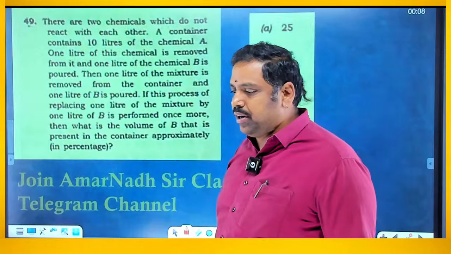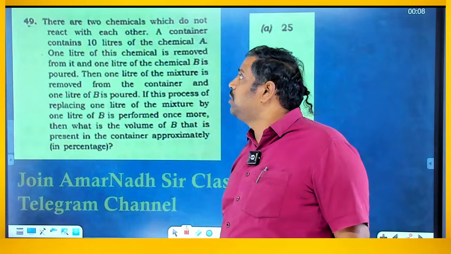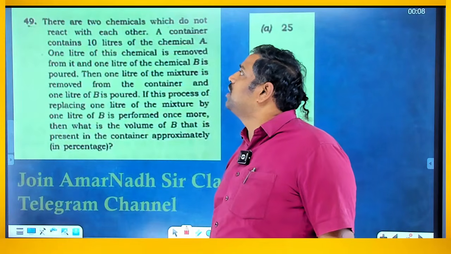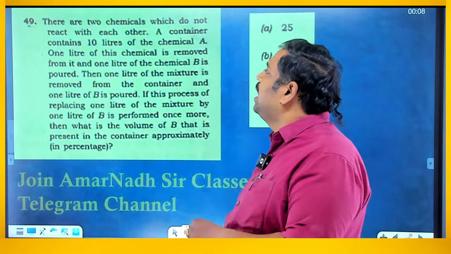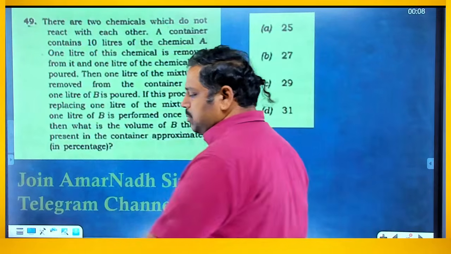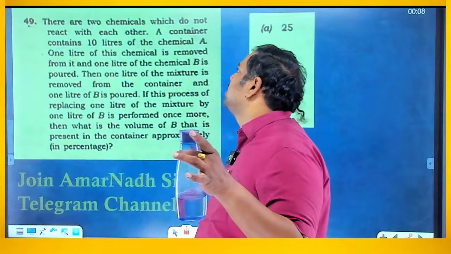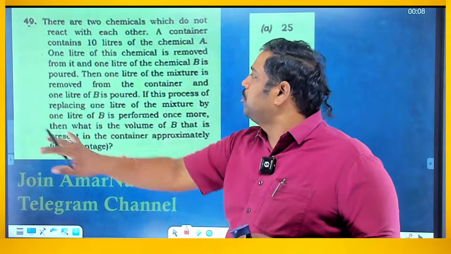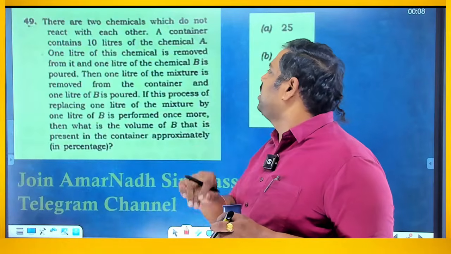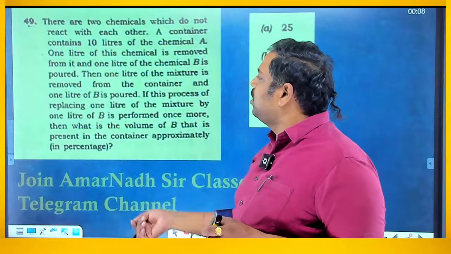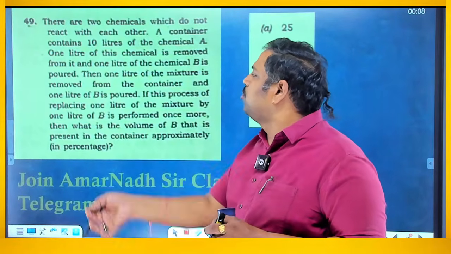Good. So, the next beautiful one. Come on, all of you respond. There are 2 chemicals which do not react with each other. A container contains 10 liters of chemical A. Assume this is my container. How many liters do I have? 10 liters of the chemical A. 1 liter of this chemical is removed. An equal quantity of chemical B is added to it. Then again 1 liter removed, again 1 liter added, again 1 liter removed.